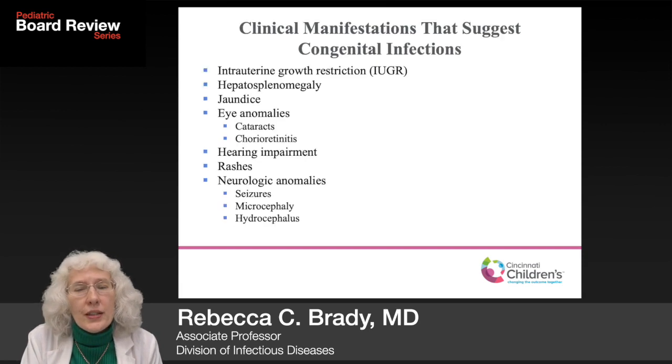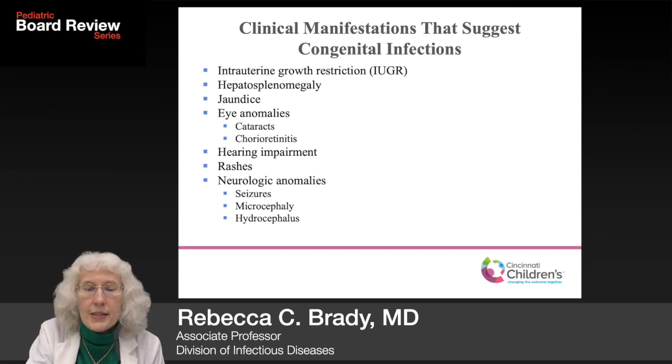So first we have to think of what clinical manifestations are that suggest congenital infections. So one is obviously intrauterine growth restriction, hepatosplenomegaly, jaundice, certain eye anomalies including cataracts and chorioretinitis, impaired hearing, various rashes, and neurologic anomalies that include seizures, microcephaly, and hydrocephalus.